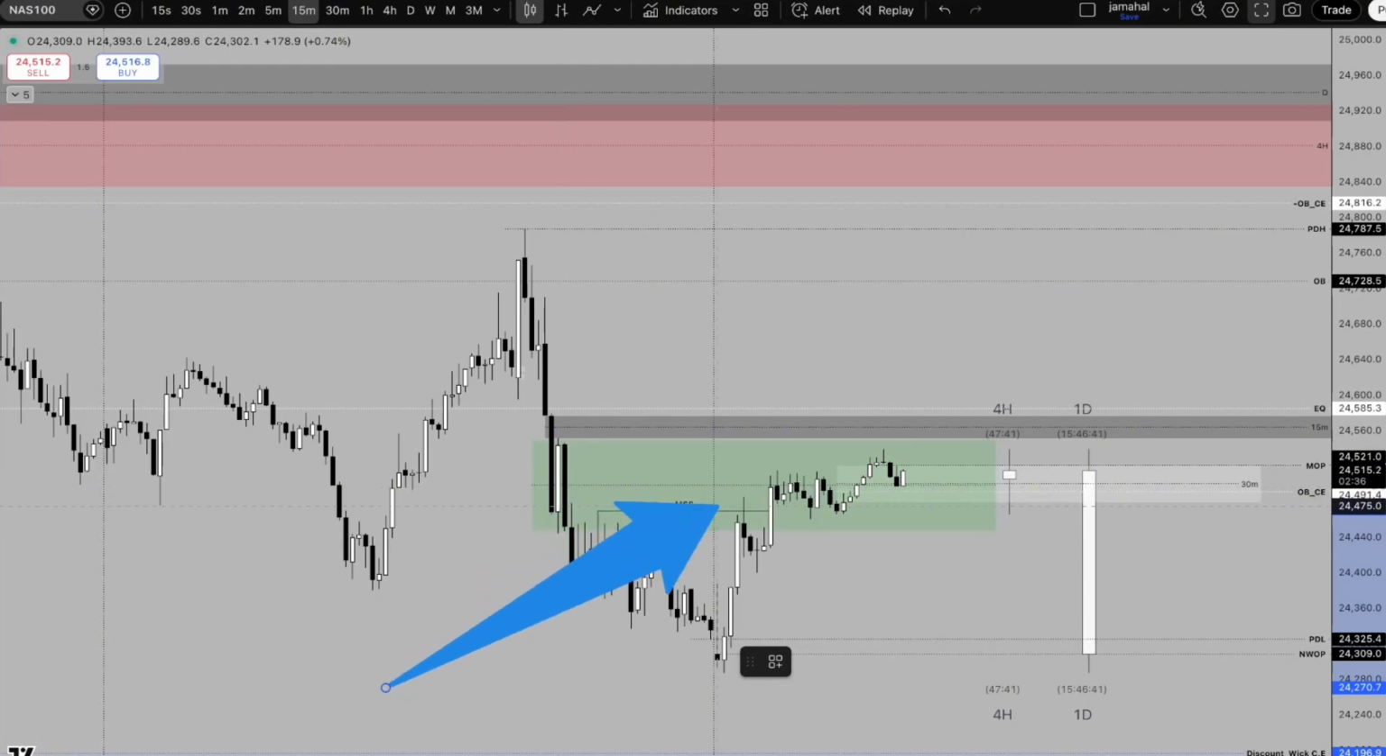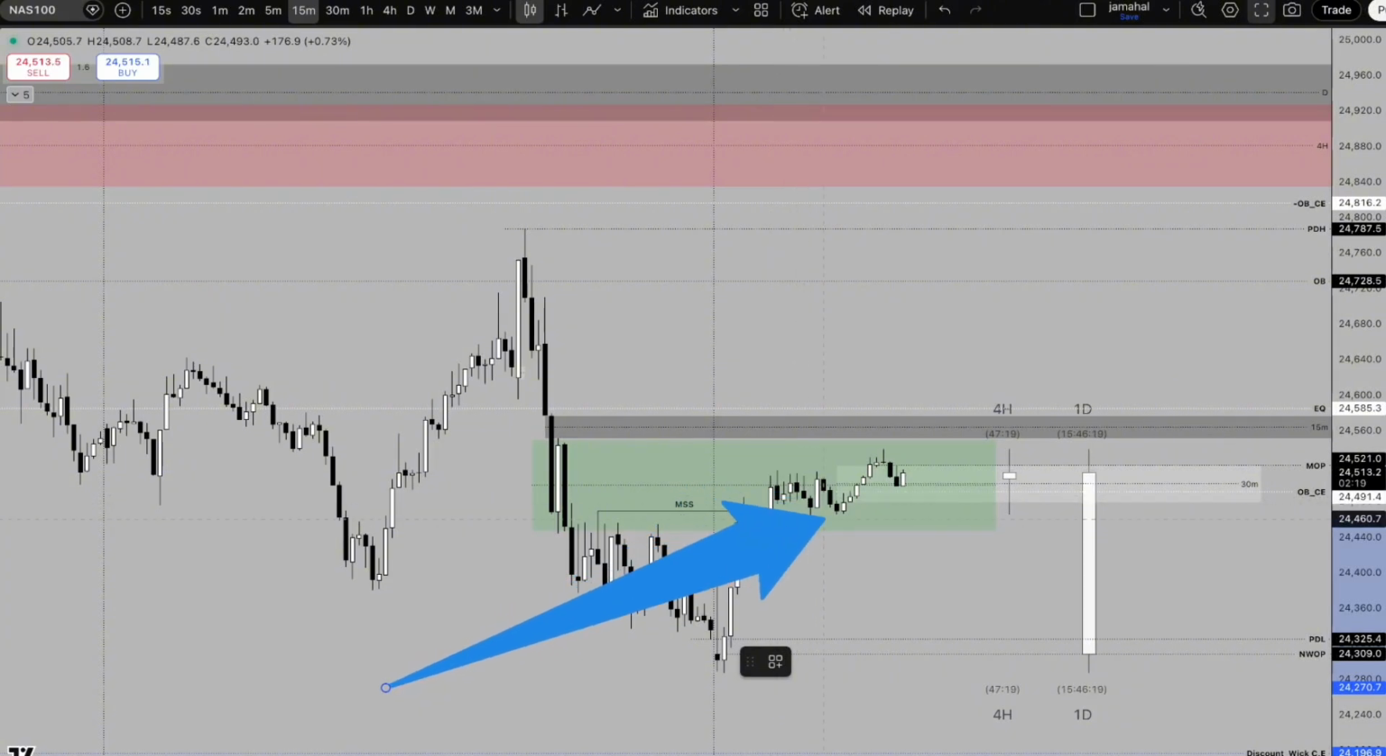So price, as you can see, initially they were wicking, and that's allowable for my model. It's okay for the wicks to go through, but you can see that the bodies were closing below the midpoint. So at this point I wanted to look for shorts. However, as the market found this level of bullish fair value gap here, we can see price was kind of doing an accumulation at this level here.